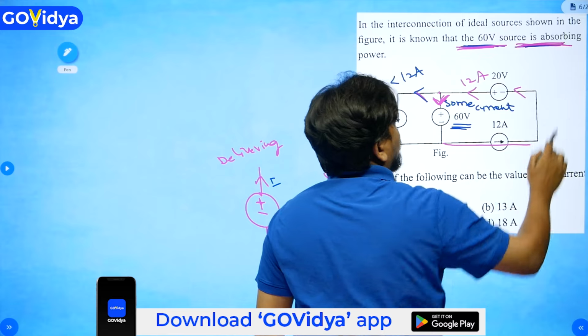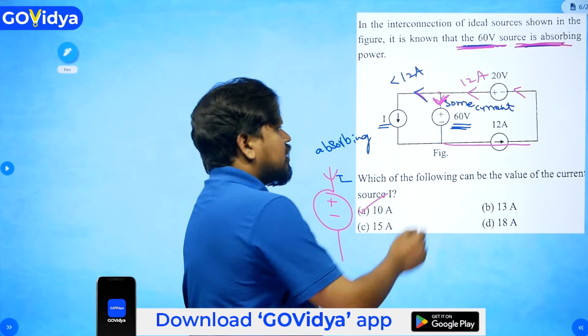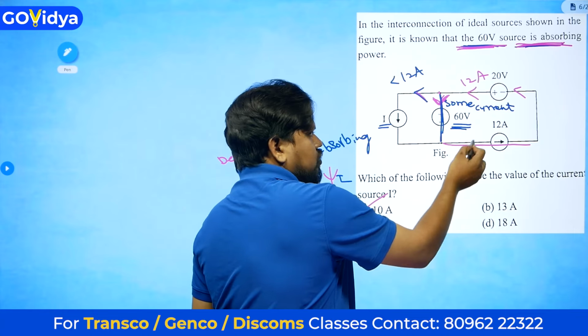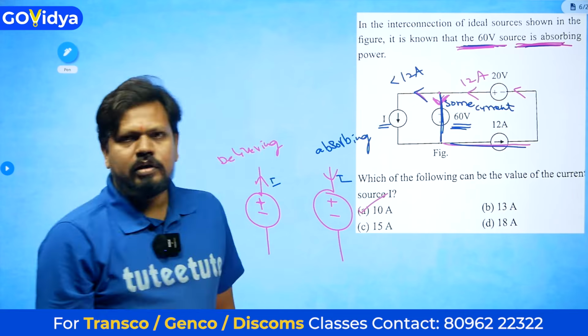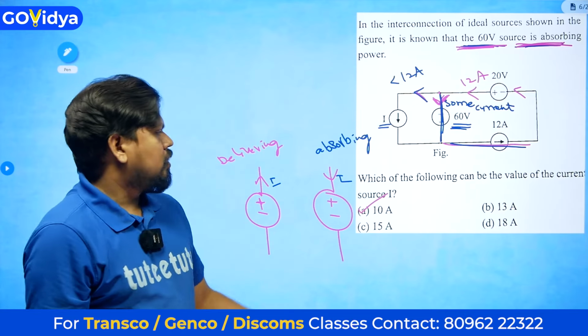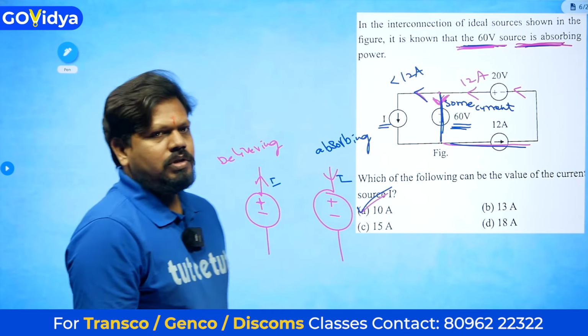So neither absorbing nor giving the power means the current in this branch is equal to zero. Current in this branch equal to zero means 12 amperes will be going like this and it will be circulating like this. So at that time we can answer 12. But now the answer for this question is 10 amperes.